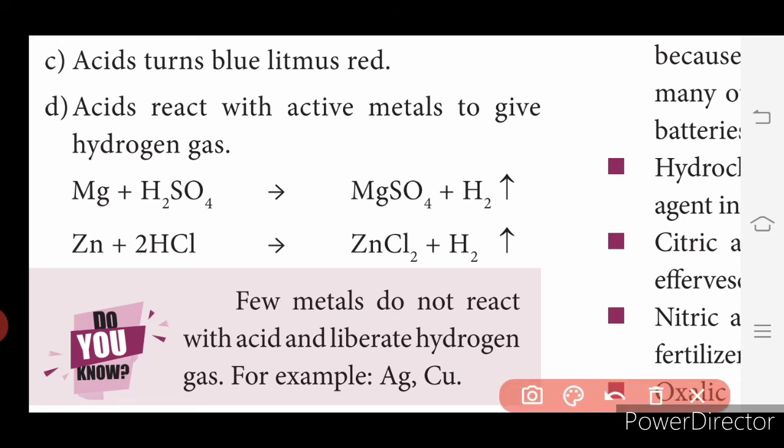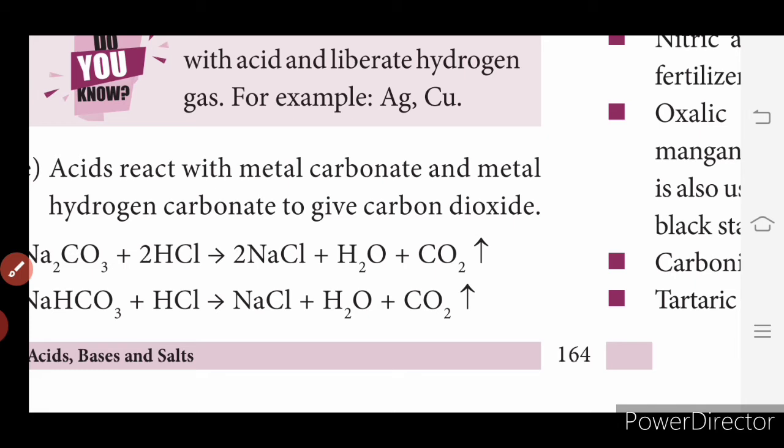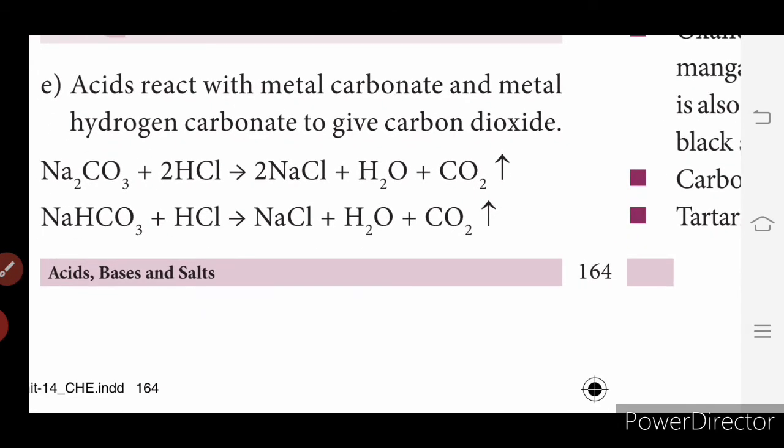Then the second example is HCl, hydrochloric acid, when it combines with zinc. So here the metals we are using are magnesium and zinc. When it combines with zinc, you will get zinc chloride, ZnCl2, plus hydrogen. So the gas emitted out is hydrogen. Whenever acid reacts with active metals, it will give hydrogen gas.